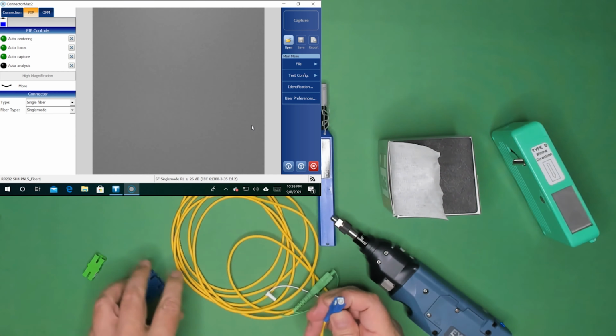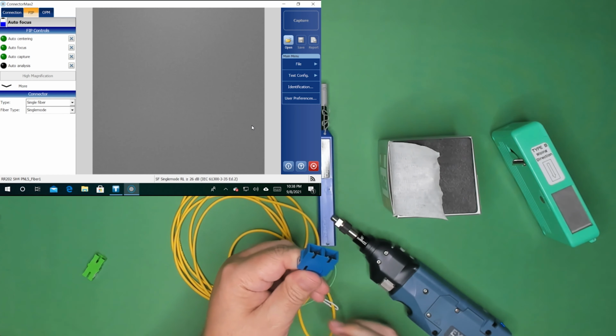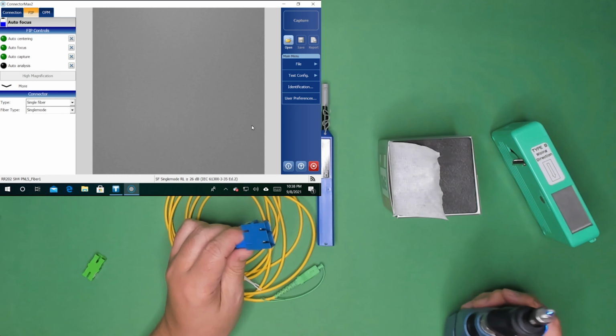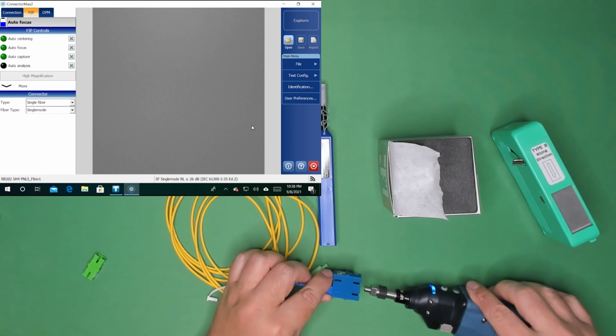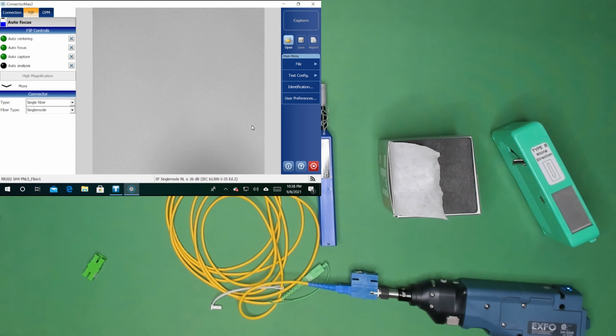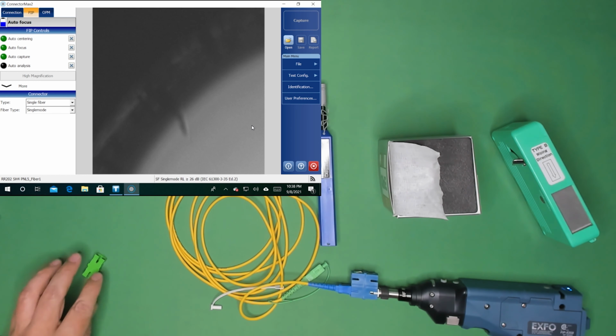What I like to do is I just put a bulkhead on the end of this, and then use the bulkhead adapter here. And then essentially this is autofocus, auto center, all of that stuff. So I'll just plug it in and let it go, and we'll see how it auto centers and auto focuses here.